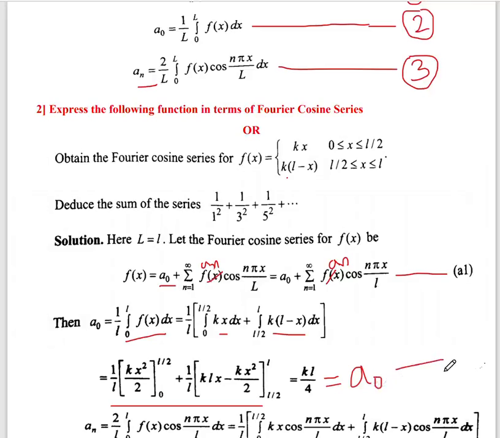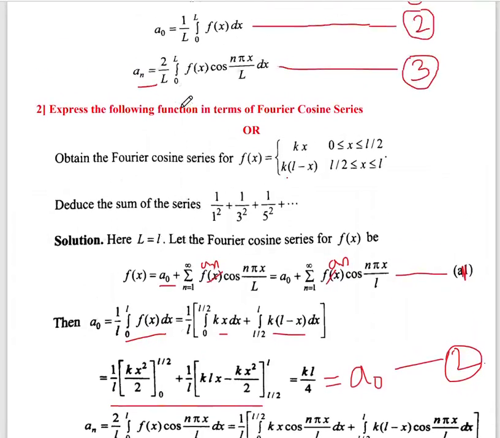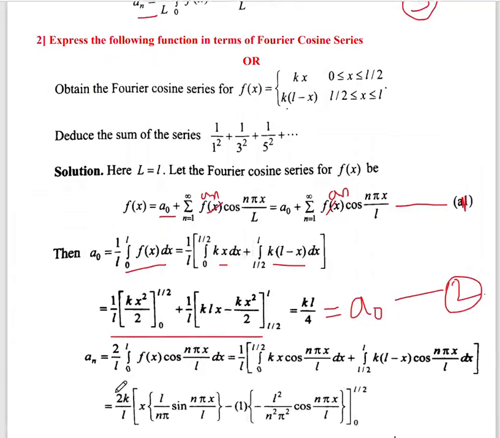So let us consider this as equation number 2, and this is equation number 1. Now we will find the second term, that is an, and an is given as 2 upon capital L integral 0 to capital L f of x cos n pi x upon capital L dx. Here capital L is the same as small l, so put capital L equal to small l: 2 upon l integral 0 to l f of x cos n pi x upon l dx.